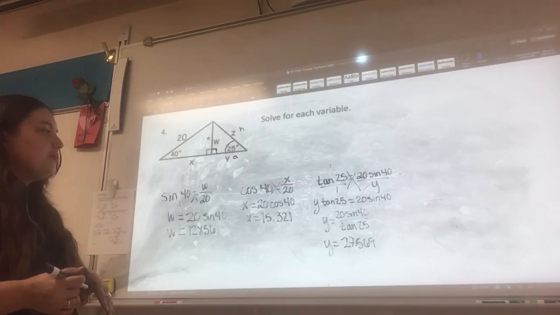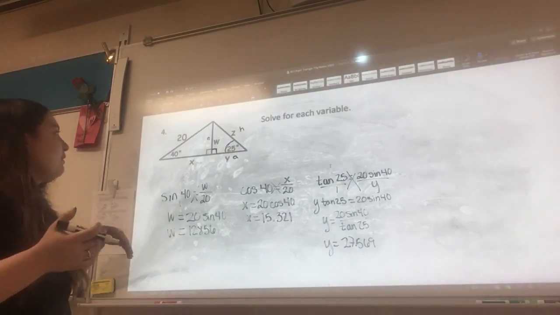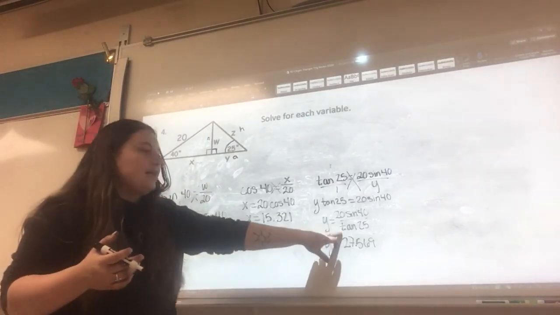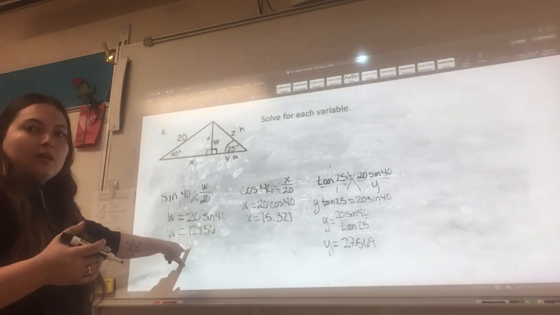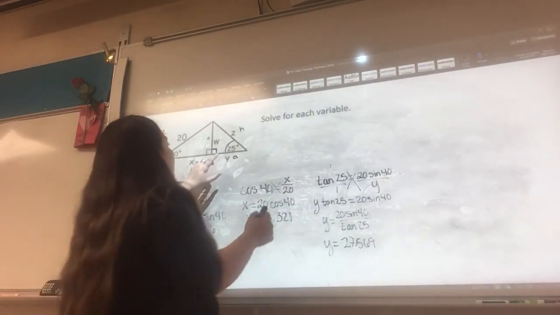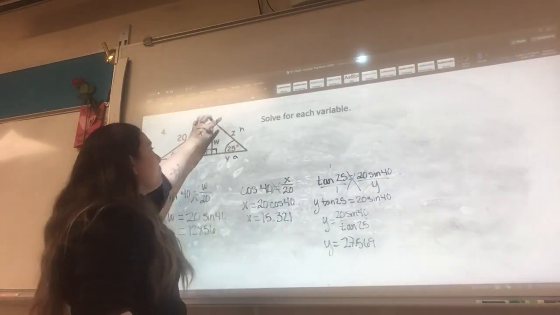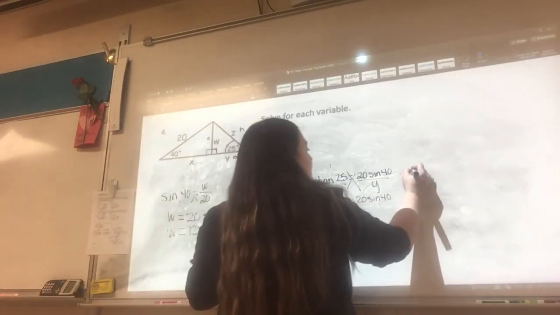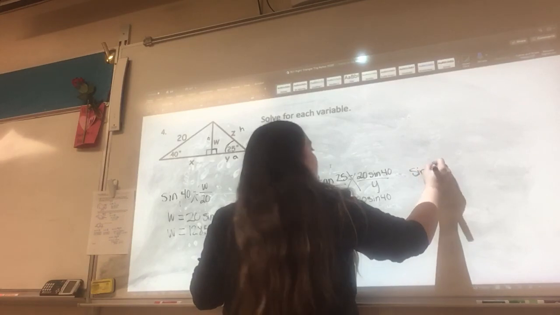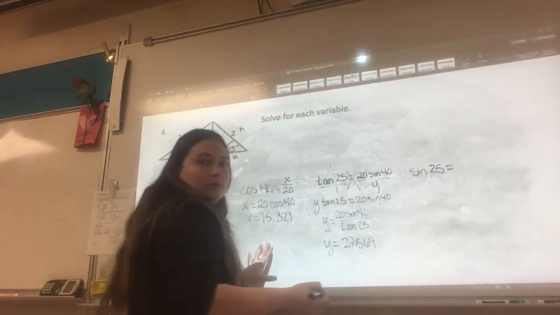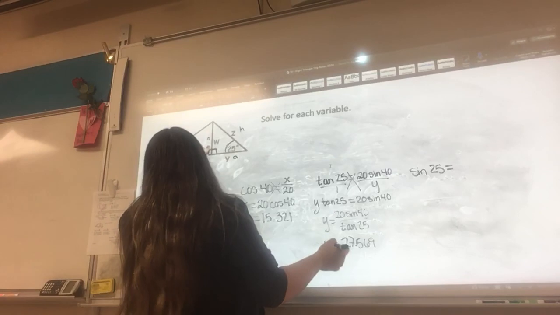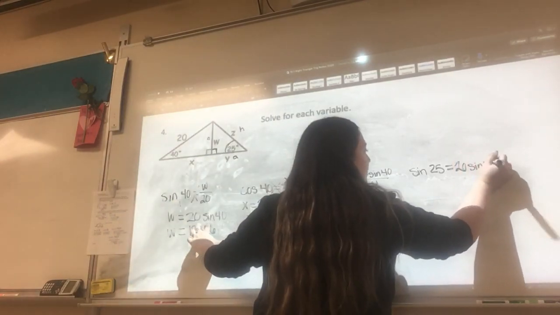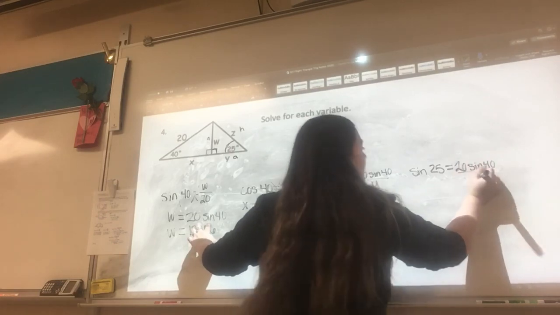We just have one more variable to solve and we're done. So we're going to solve for z. I'm still going to use w instead of y because I don't want to plug that in. I'm going to use the easier one. So I'm going to go over here and I'm going to see that I know my opposite and I know my hypotenuse. So this is our SOH, so sine. So we have sine of 25 is equal to our opposite, which is our 20 sine of 40, all over our unknown z.